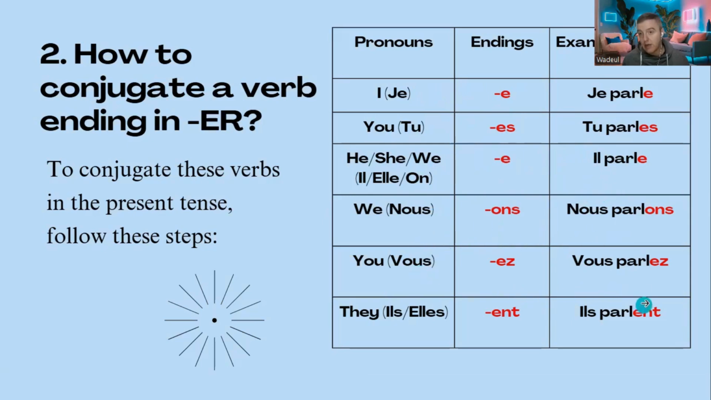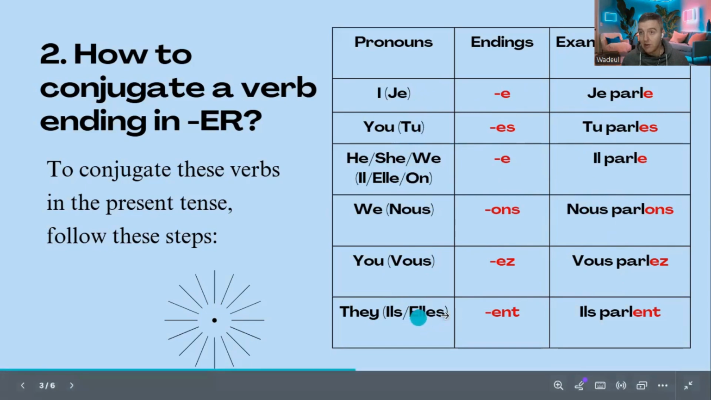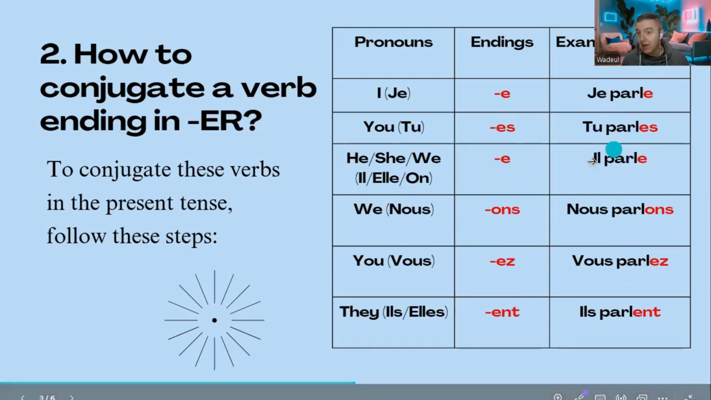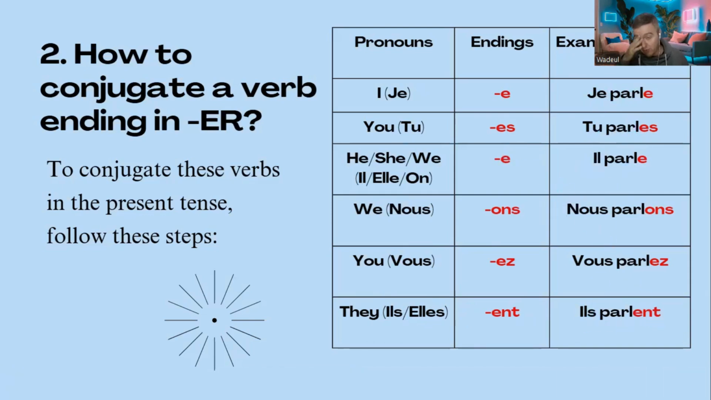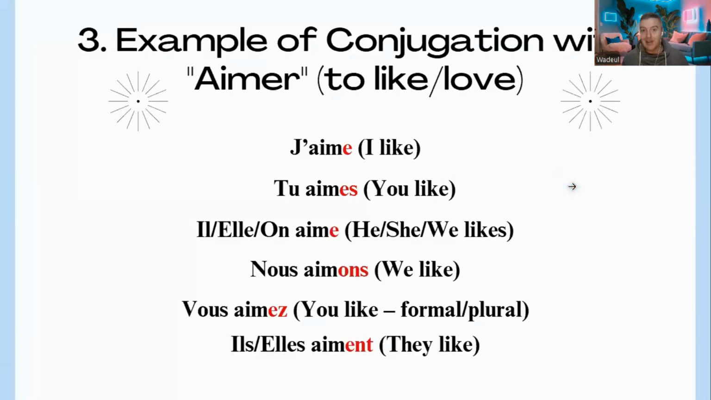Ils parlent. So as you can see, for those three, the singular ones and the last one, the third person plural, it is the same pronunciation, same phonetics, but the writing is different. So je parle, tu parles, il parle, and ils parlent also sound the same, but with very different writing. So that's very important to know. The only difference in sound is nous parlons, vous parlez. Okay, I hope that's clear. So we're gonna see another example to make sure that you understand.